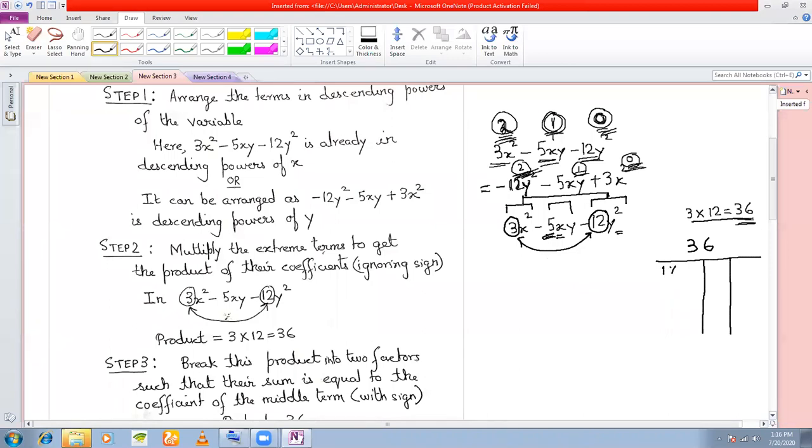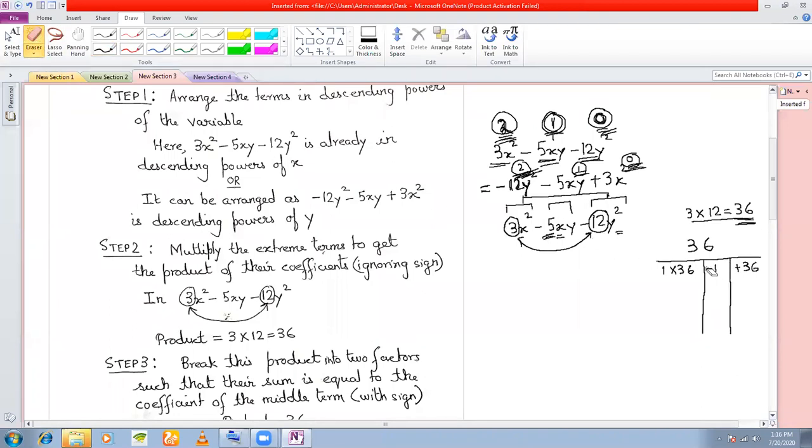36 can be written as 1 into 36, two factors. First factor is 1, the other factor is 36. Now, can I get minus 5 from 1 and 36 in any way? If I take this as minus and this as plus, what do I get? The sum of these two is 35 only. It is 35, right? So I am not getting minus 5.